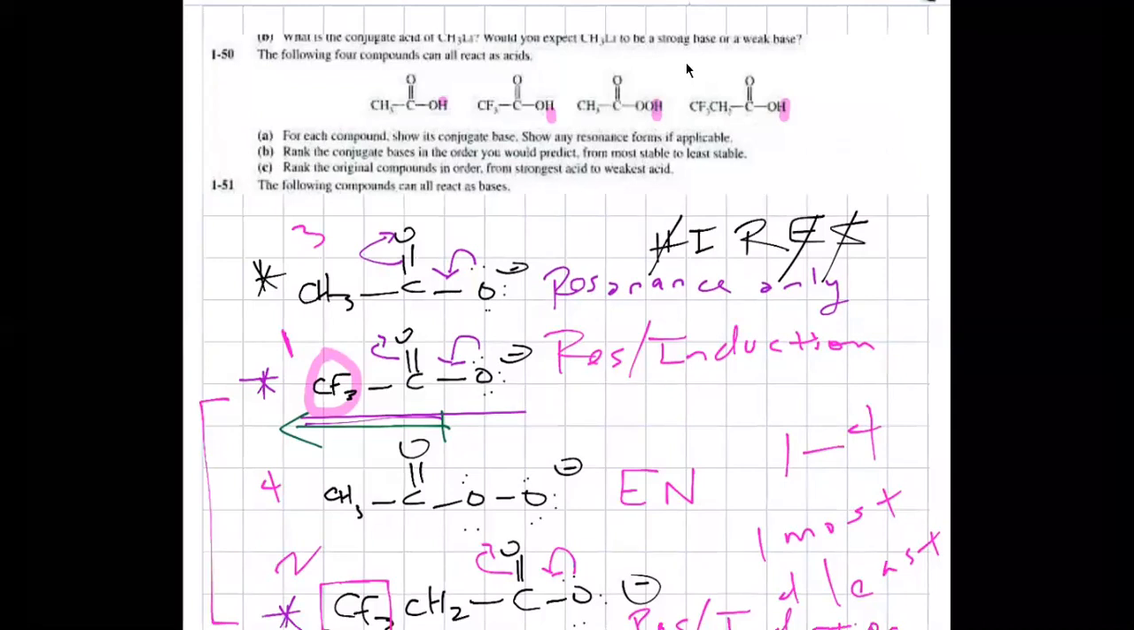I want somebody to look up acetic acid. That's the top one. It should be 4 point something, about 4.6 or 4.7. 4.75. All right.